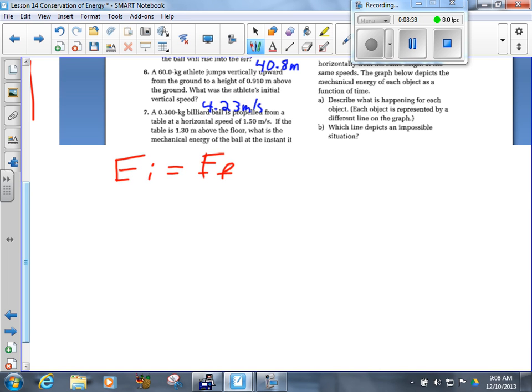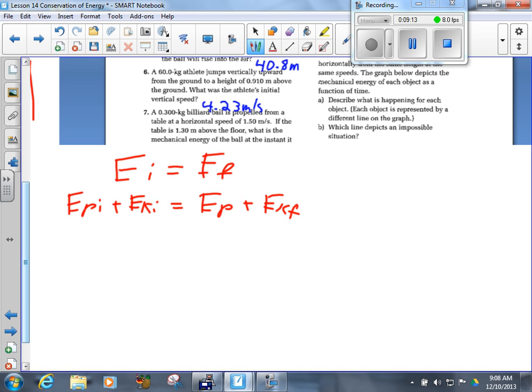All right. On the ground, does he have any potential energy? No. All right. So let's set this up like we did yesterday. The initial mechanical means initial potential plus initial kinetic equals final potential plus final kinetic. Remember that yesterday we talked about mechanical energy as the sum of the 2 kinds of energy. Is that ringing a bell for everybody? Okay. If we want to calculate mechanical, we add them together. So the mechanical at the beginning is equal to the mechanical energy at the end.